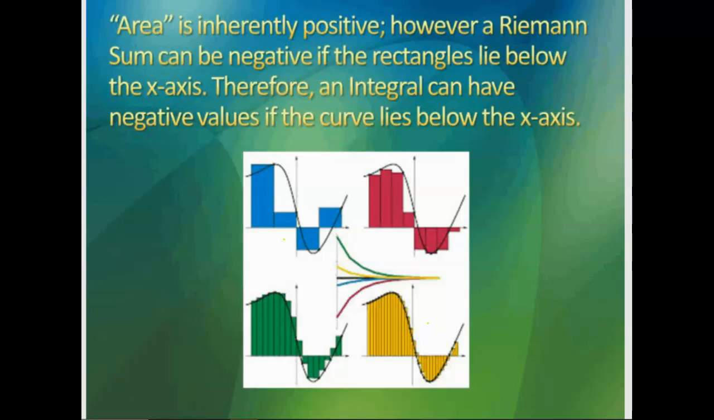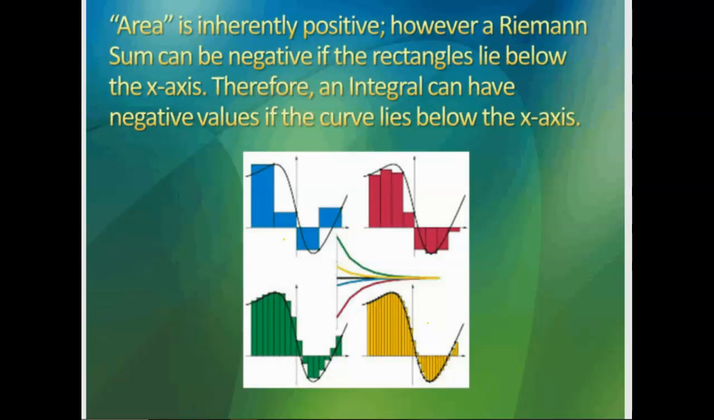So area is inherently positive. However, a Riemann sum or an integral can be negative if the rectangles lie below the x-axis. Therefore, an integral can have negative values if the curve lies below the x-axis. So we're expanding upon our knowledge and skills, and we're now looking at values that can take on negatives. So we have to take into account the shape, location, and kind of values of a graph.